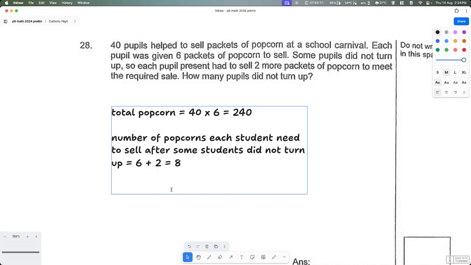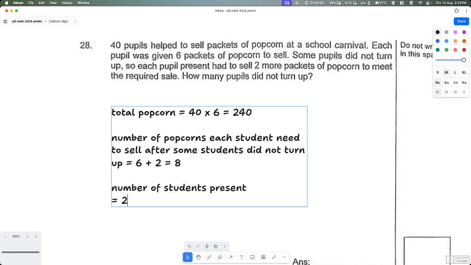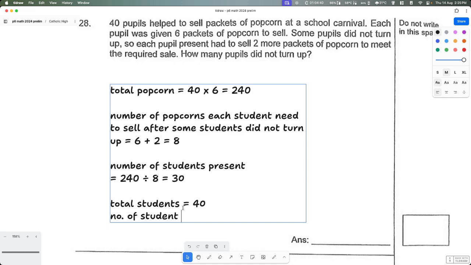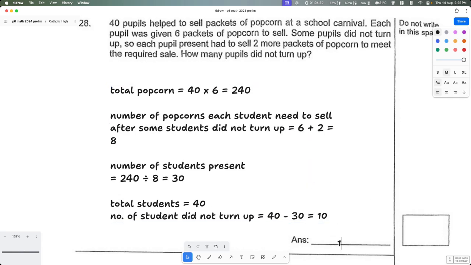Okay, so now we know that 8 is per student. Then we can just have 240. So the number of students present is basically 240 divided by 8. This will give us 30. So the total number of students is equal to 40. Then the number of pupils who did not turn up is equal to 40 minus 30, which is 10. There you go. So the answer is 10.